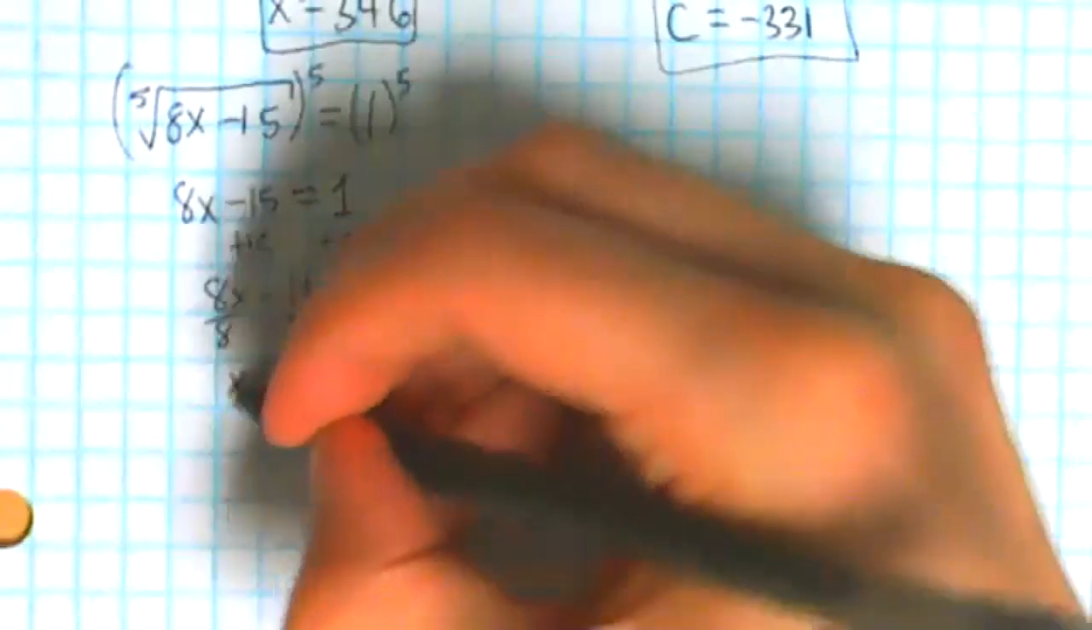From here, it's a two-step problem. We need to add 15 to both sides, giving us 8x equals 16. And then divide by 8. We get x is equal to 2.